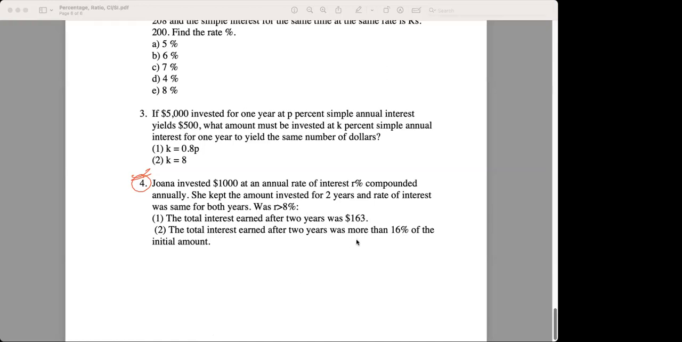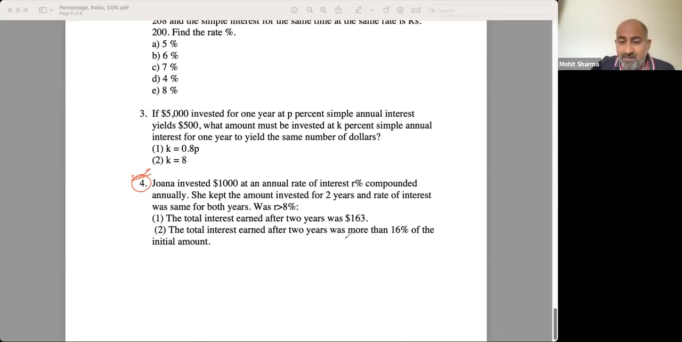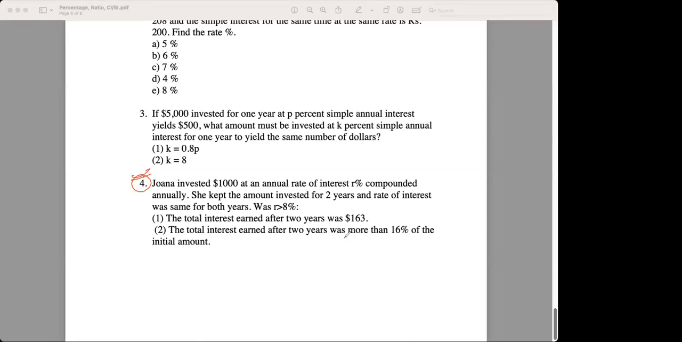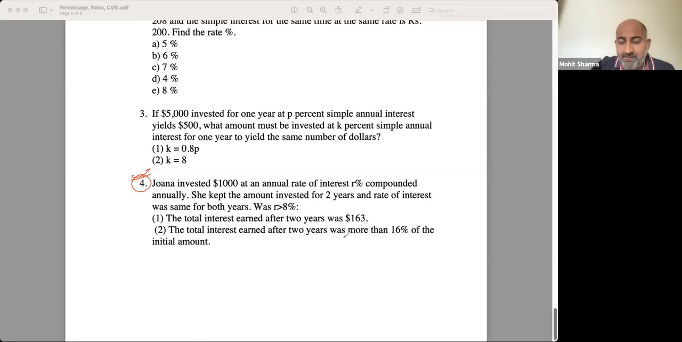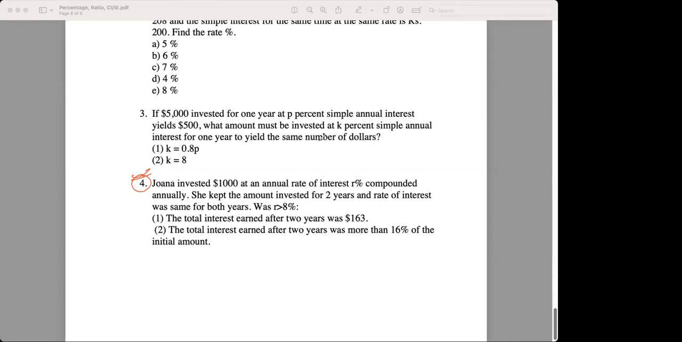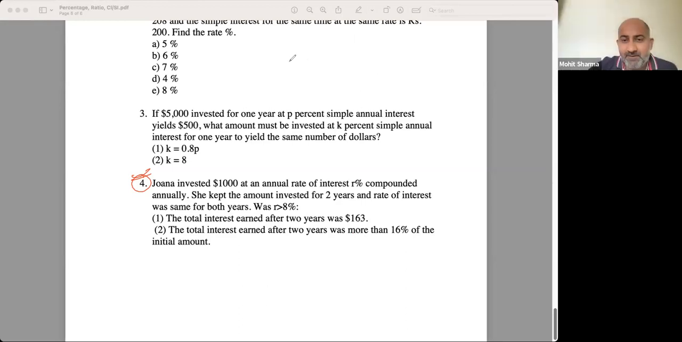No, we just need to find out whether R was greater than 8%. So if I take R to be 8%, my total interest is coming to be 166 compounded. Let's assume it's 166, and that is more than 16% of $1,000. So B is also correct. X is more than 16, Y is more than 16, can I compare X and Y?